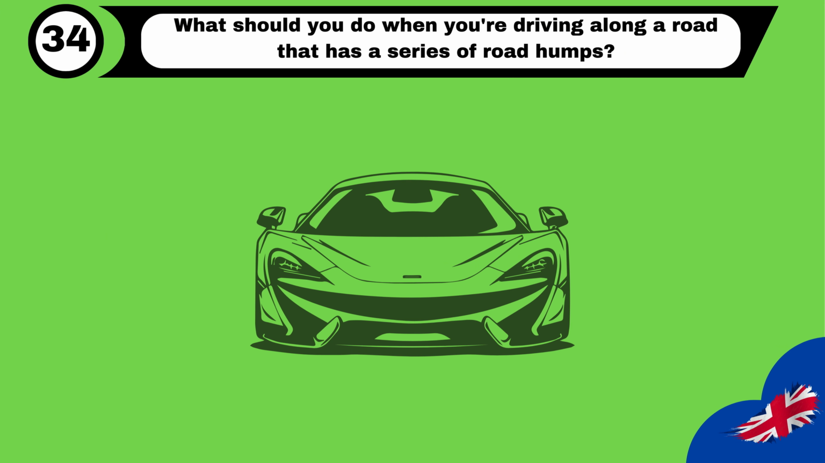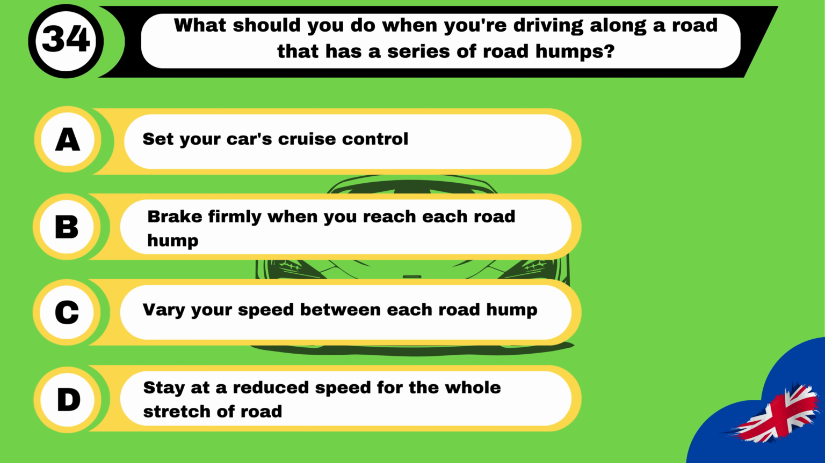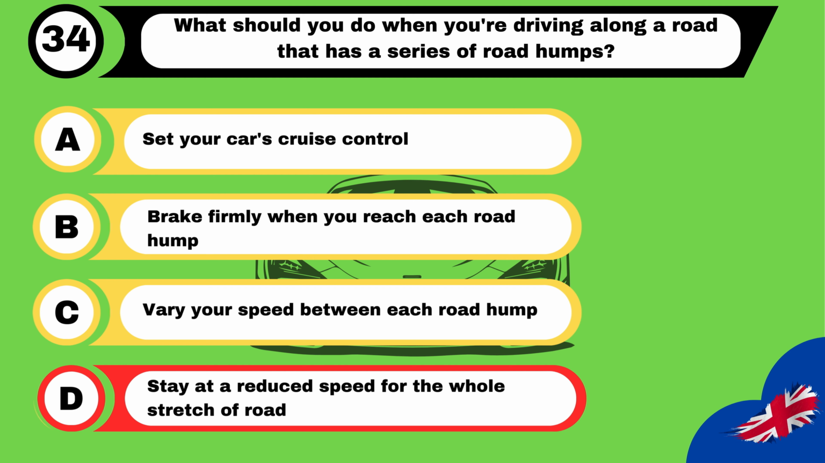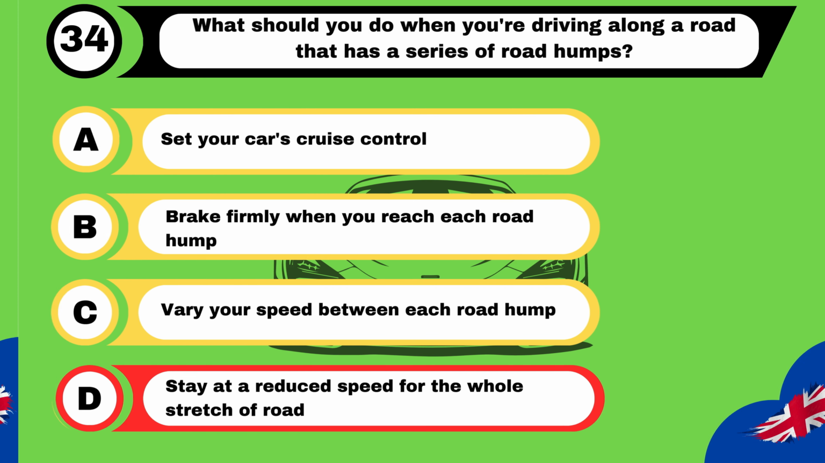Question 34. What should you do when you're driving along a road that has a series of road humps? A. Set your car's cruise control. B. Brake firmly when you reach each road hump. C. Vary your speed between each road hump. D. Stay at a reduced speed for the whole stretch of road. The answer is D. Stay at a reduced speed for the whole stretch of road.